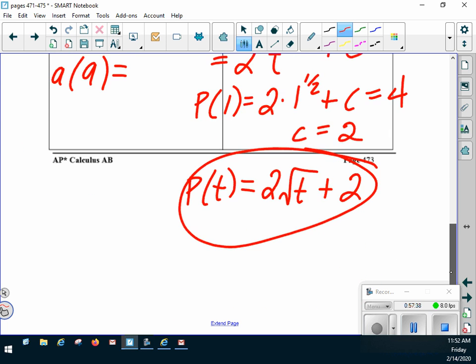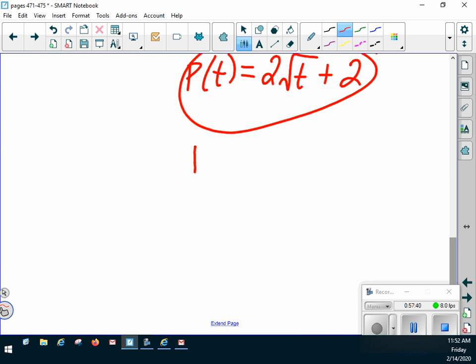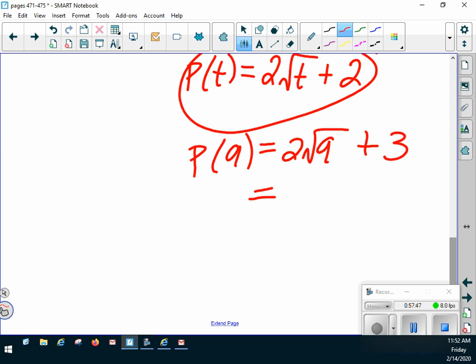Oh, we got to do a when? Well, snap. When t is 9. All right. What's P of 9? Why did I write a 3? It's Friday. Man. What's that? 6 plus 2? 8.